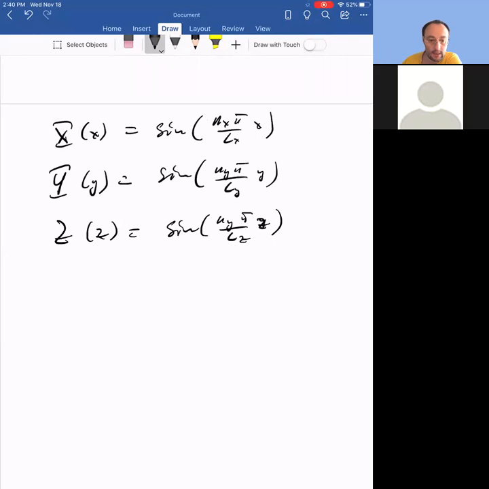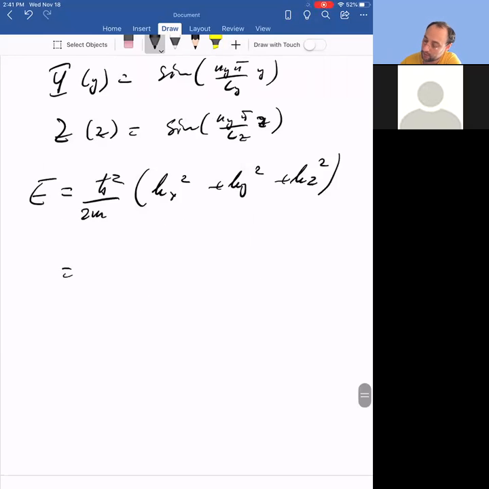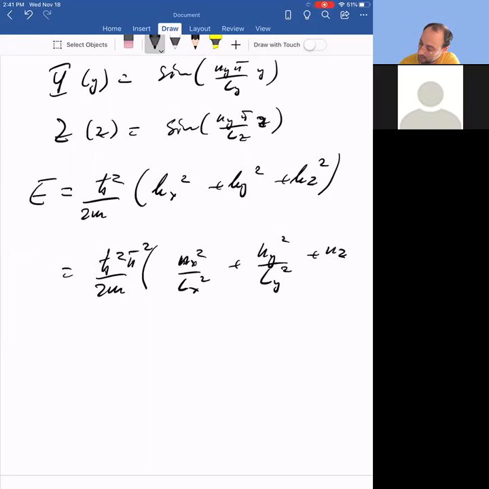And the energy of such, so this is a mode. Let me first write down the energy. kx squared plus ky squared plus kz squared, which is equal to h bar squared pi squared over 2m times nx squared over Lx squared plus ny squared over Ly squared plus nz squared over Lz squared.